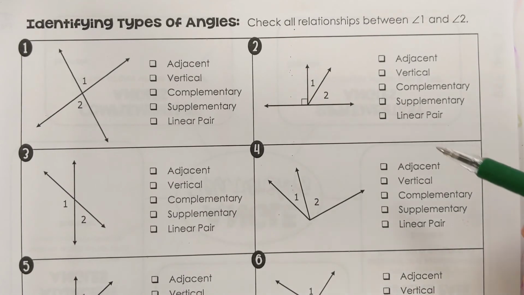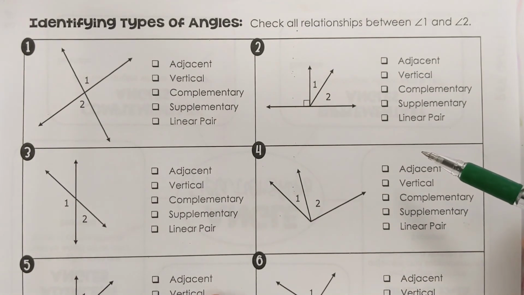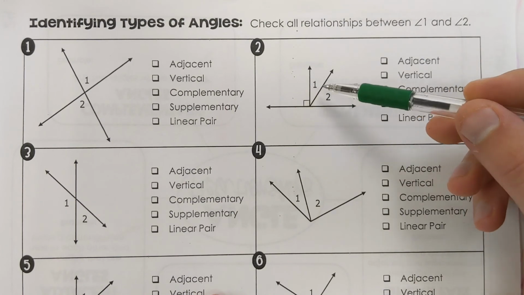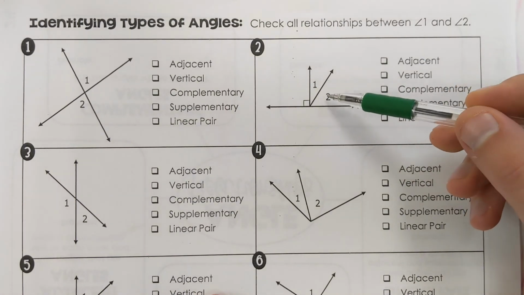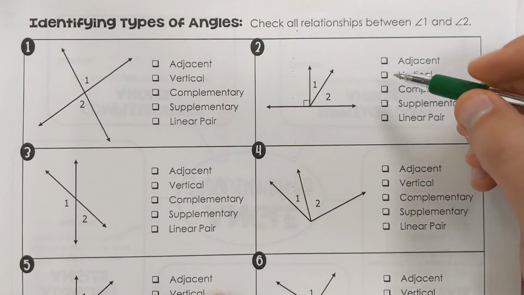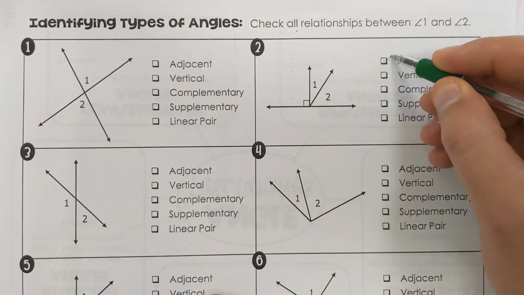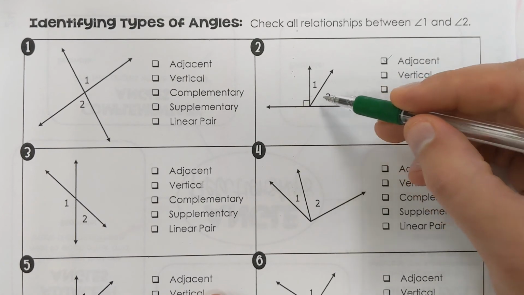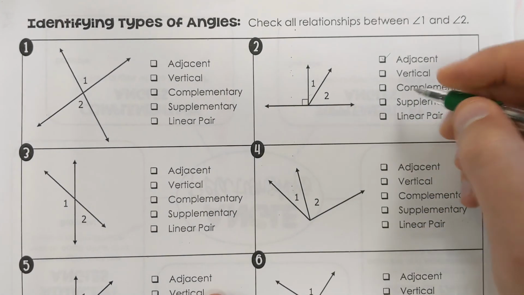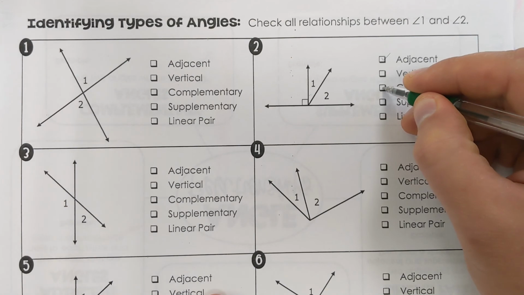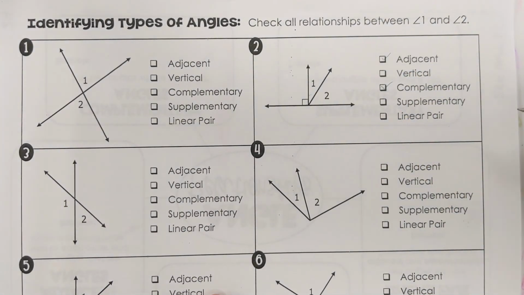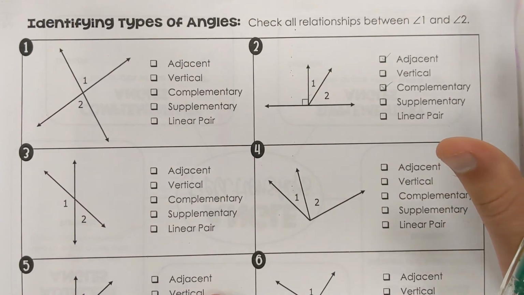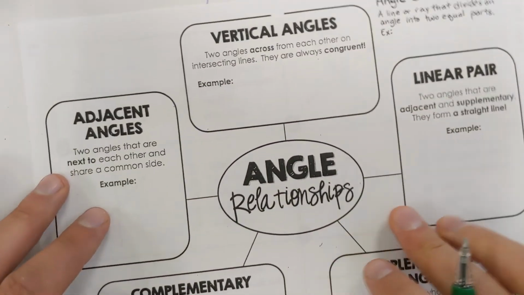There can be more than one thing you might check off here. So for example, right here, angle 1 and angle 2, these are right next to each other, so they would be adjacent, and we'll get to that soon. But also, since that's 90, this is also going to be 90 degrees, so they would also be complementary. So you may be checking off more than one thing on these. Just giving you a heads up on that, okay? Good. All right. This side right here.